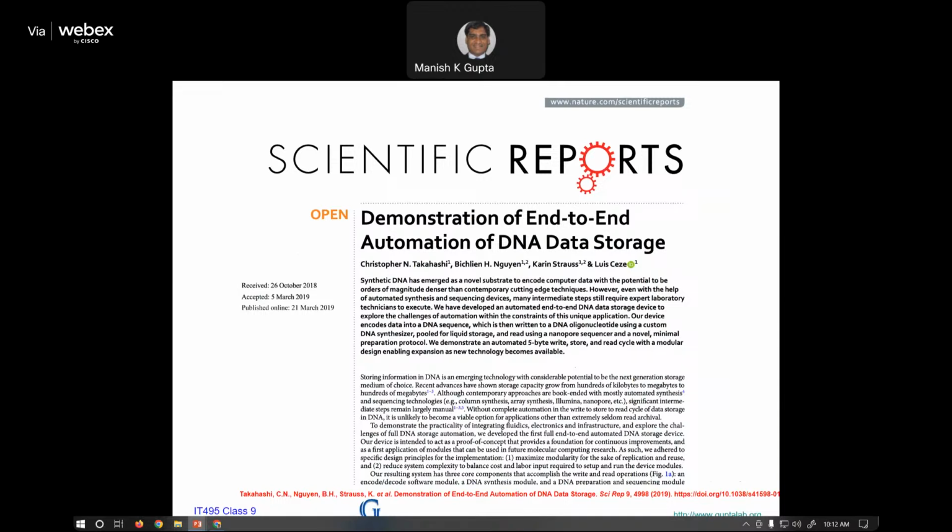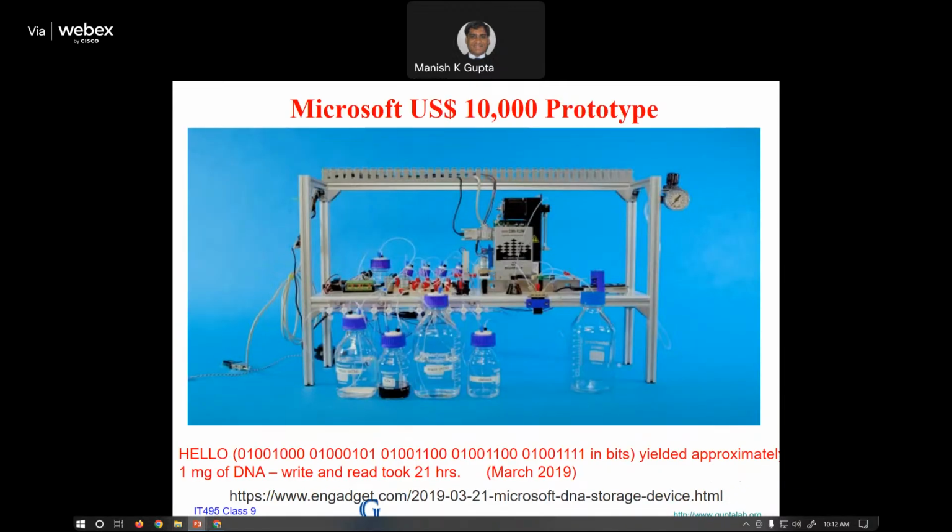Dennis Test is at Microsoft. So this is the work that they have done with the help of Microsoft. This is the $10,000 prototype that they developed. You can see that this complete setup is a machine for storing data into DNA and retrieving it. It's a complete thing. Sequencing is also there, and synthesizing is also there, with all these bottles.